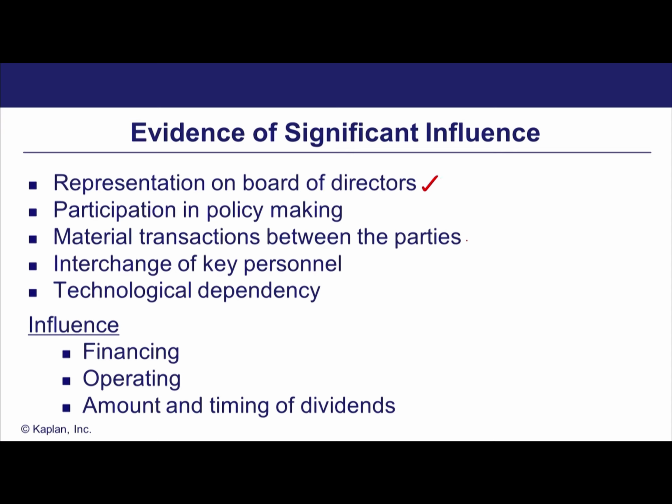This one's quite a nice one: material transactions between the parties. Material being substantial transactions. It might be sales between the two companies. It might be sharing of technology. Or interchange of key personnel. So in other words, the two companies are related and we have an influence. So we can influence financing, operating, investing, and the amount and timing of dividends. That's going to have an impact on our earnings quality, but we'll talk about that later.